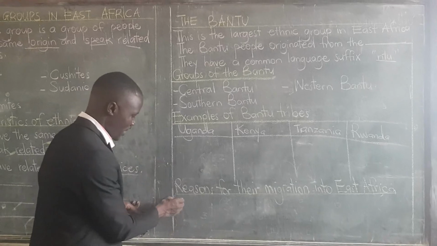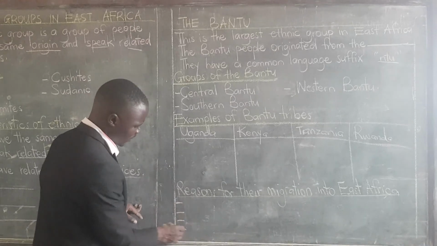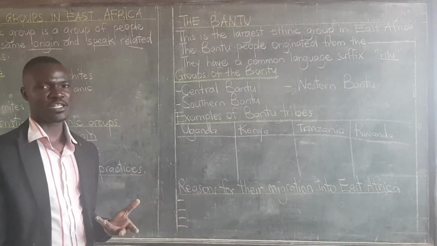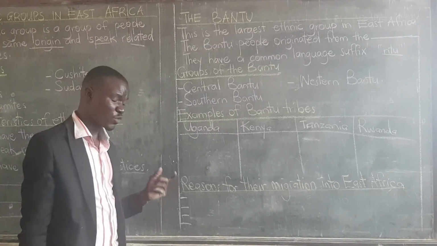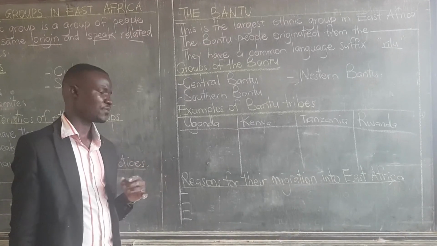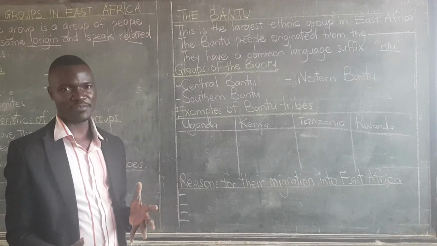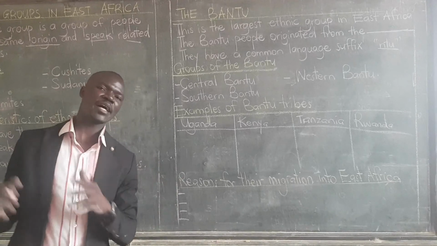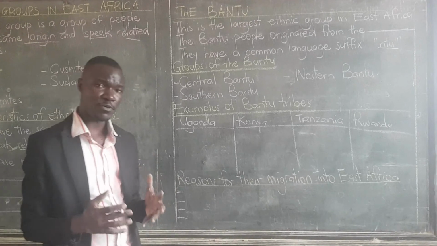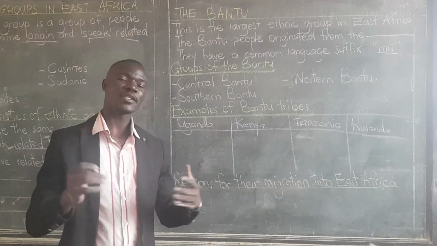For the reasons that's why they came, or maybe let me complete this. Why do you think these people came into East Africa? Today, I first of all just want you to listen, then you write the notes. Why did these people come into East Africa? Why did they leave the Cameroon Highlands? Do not forget that the Bantu people were farmers. So what were they looking for?